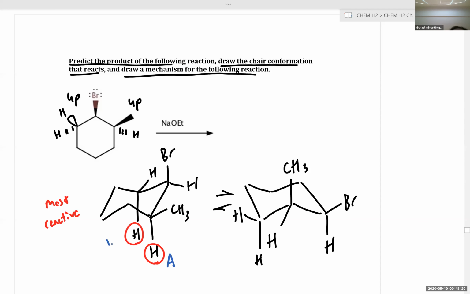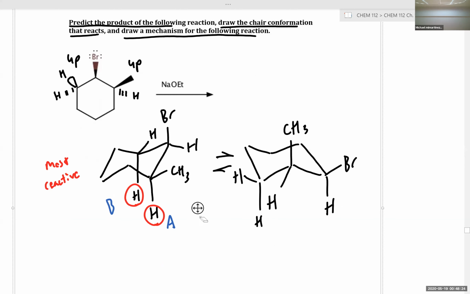So A or B. Which hydrogen is more reactive? Which hydrogen will give us the most substituted alkene? A. So our base is going to react. In this case, we have ethoxide. It will abstract a hydrogen. The hydrogen will eliminate and will form our alkene.